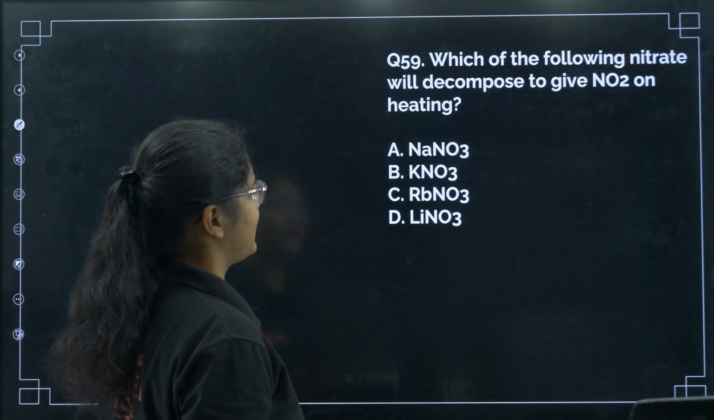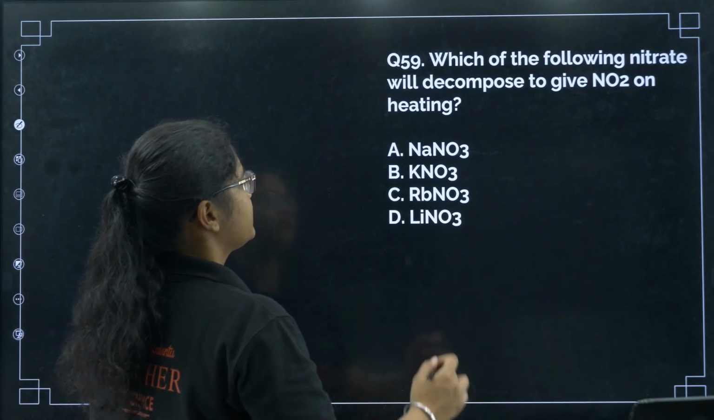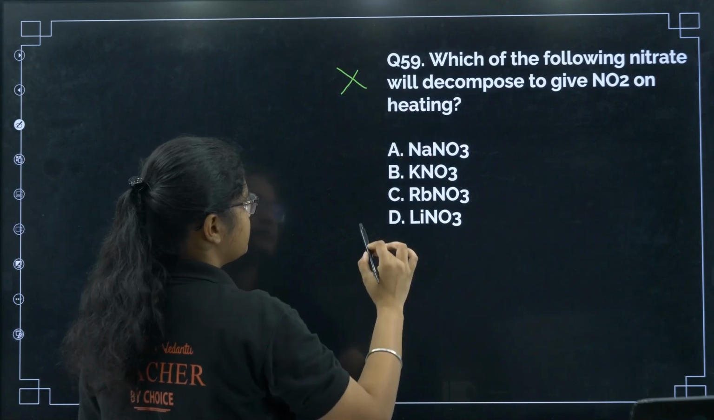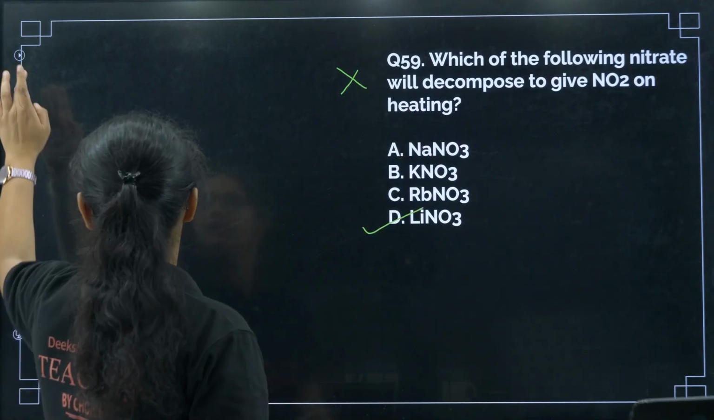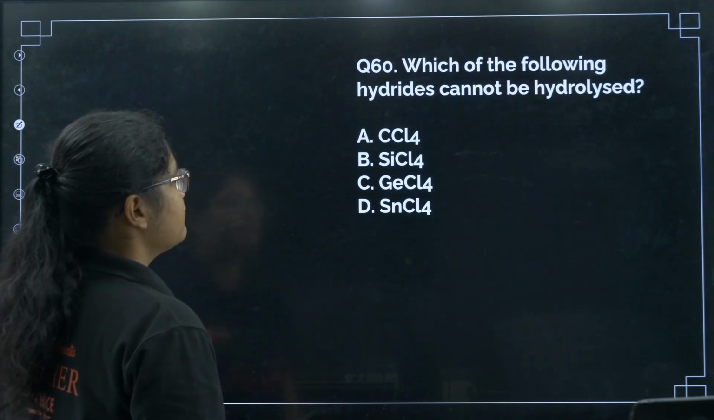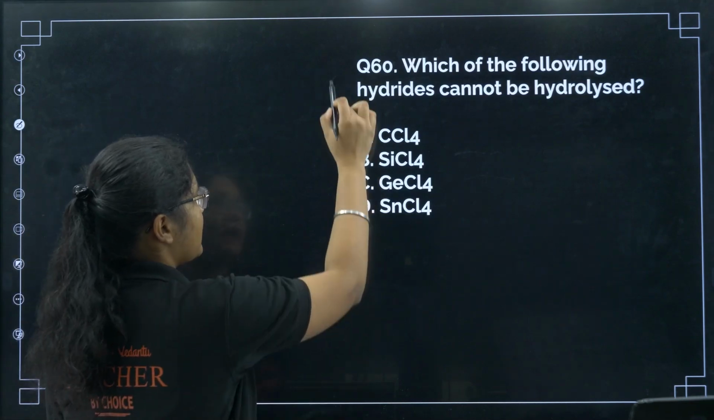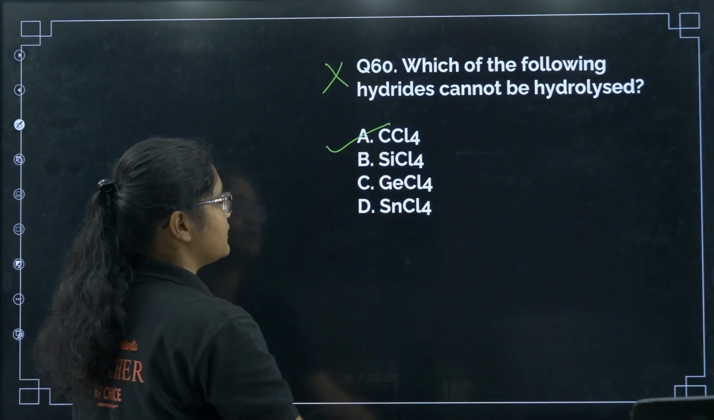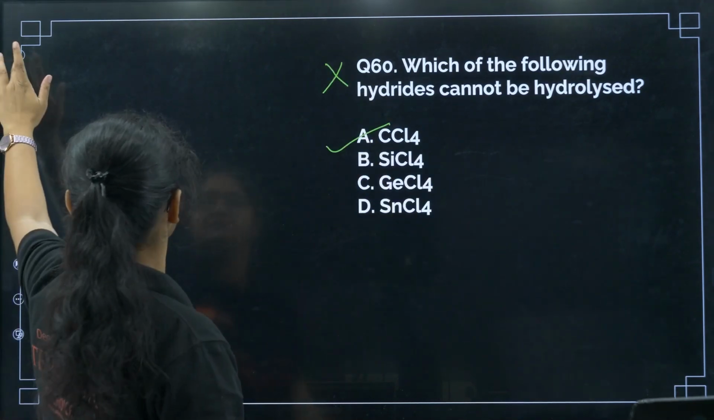Next, which of the following nitrate ions will decompose to give NO2 on heating? This is also from the deleted portion. The answer here is lithium nitrate. Next, which of the following hydrides cannot be hydrolyzed? This is also from the deleted portion, but the answer for this one will be CCl4.